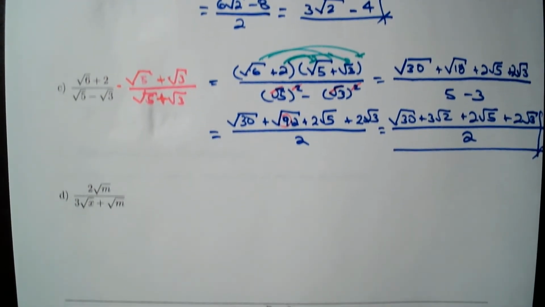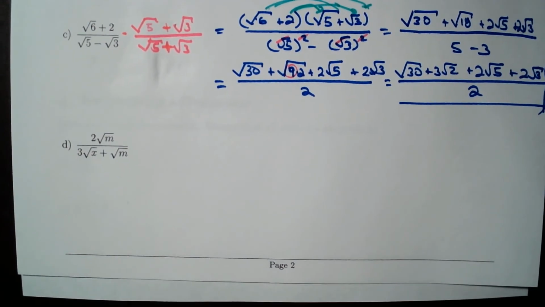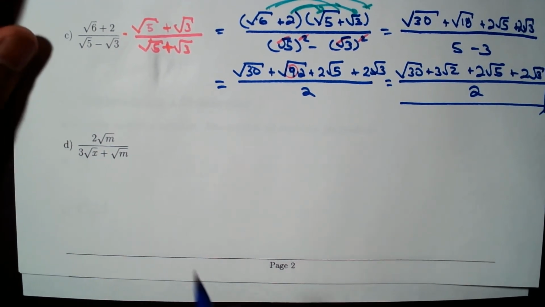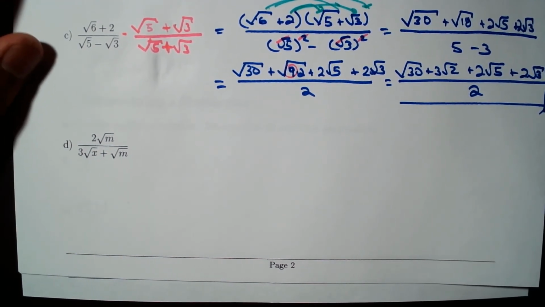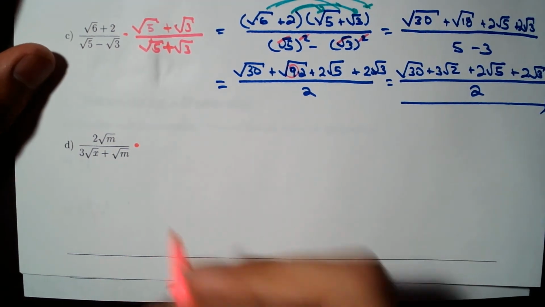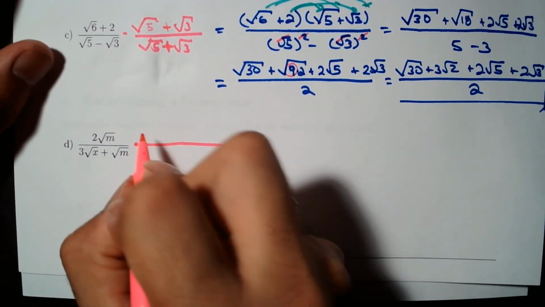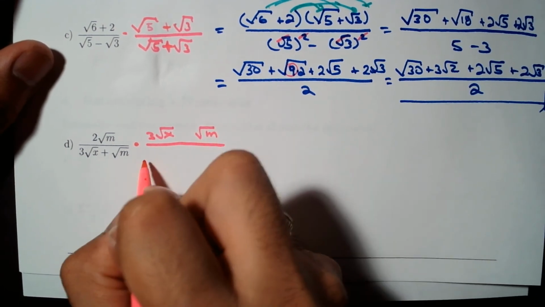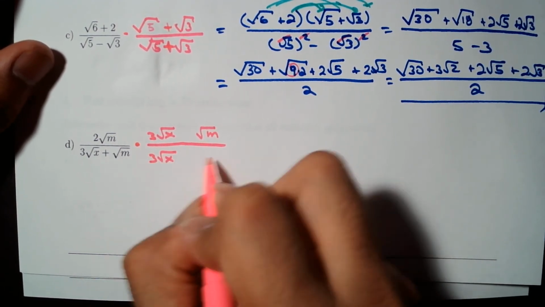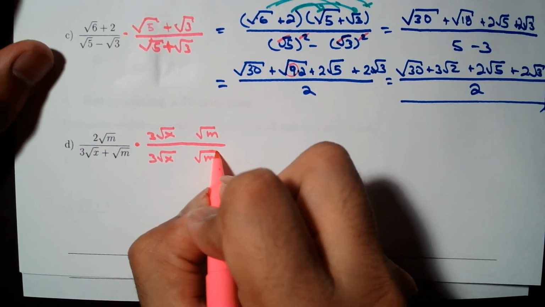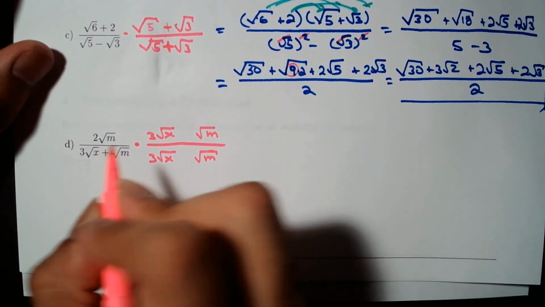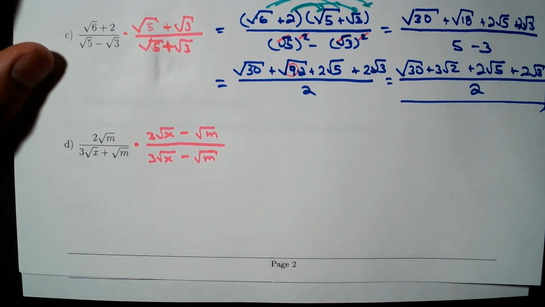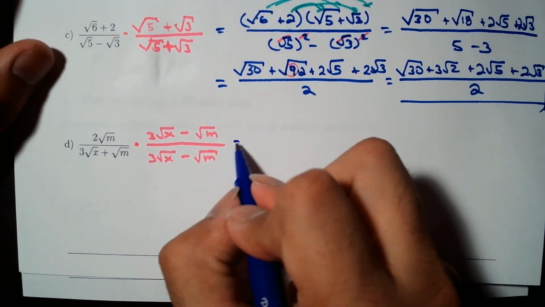All right, let's do one more and call it a day for this section. Well, let's see. So multiply by, in this case, 3 root of x, root of m. In this case, we have a plus. We need to change this to its conjugate, which is negative. All right, so let's multiply across.